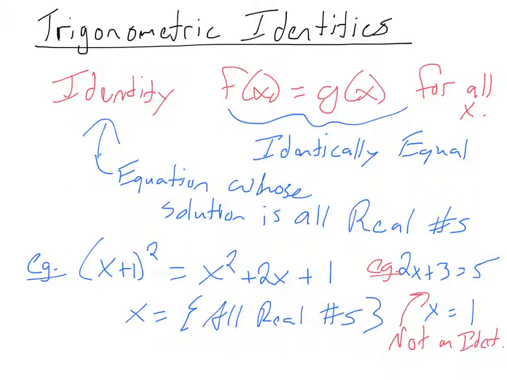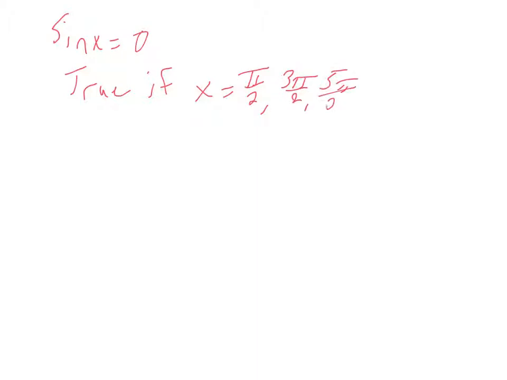So, from a trigonometric perspective, an example that is not an identity would be sine x equals 0. That's not always true, right? That might be true. This is true if what? If x equals, what's a value of x that'll give me 0 for sine? Pi over 2, 3 pi over 2, 5 pi over 2, any odd multiple of pi over 2, right? So that's what we call a conditional equation. It's not always true.